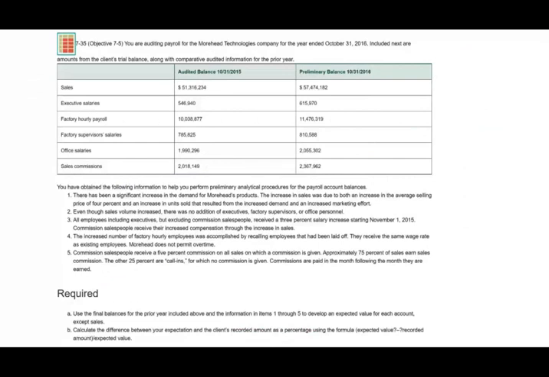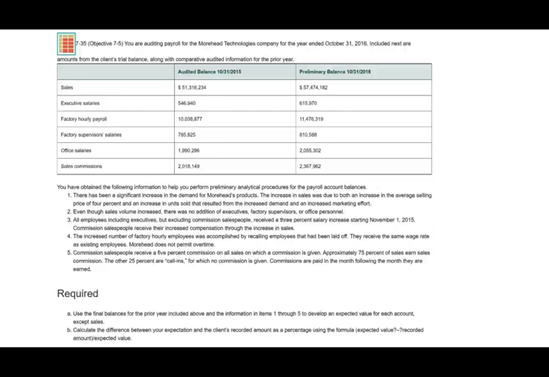So the example we're going to be working on for preliminary analytical procedures deals with payroll. However, the techniques that we're going to be using can be used in any other account other than payroll. Payroll is easy to understand because people are getting paid. You get paid all the time, so it's easy for you to relate to this. So let's take a look at this example.